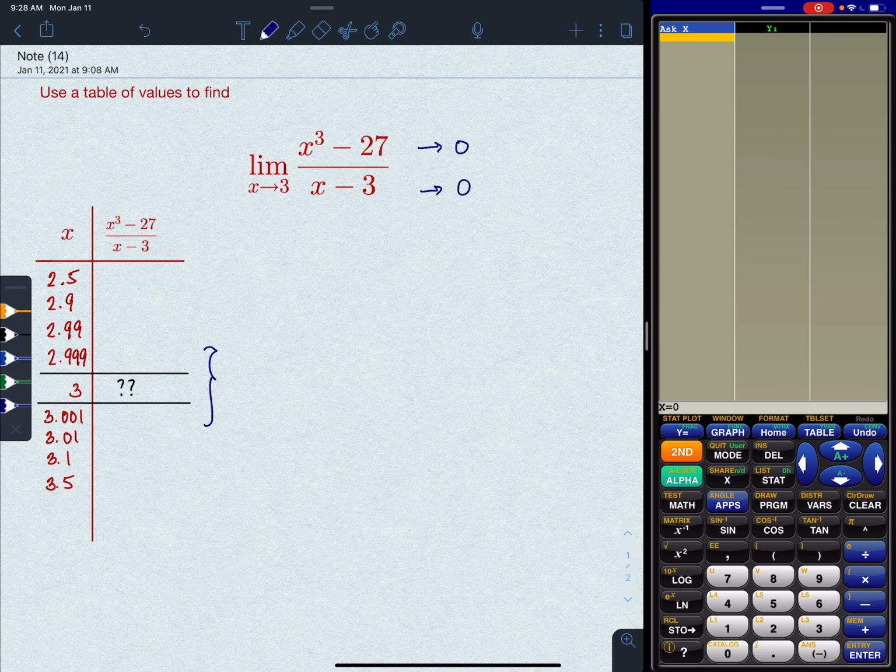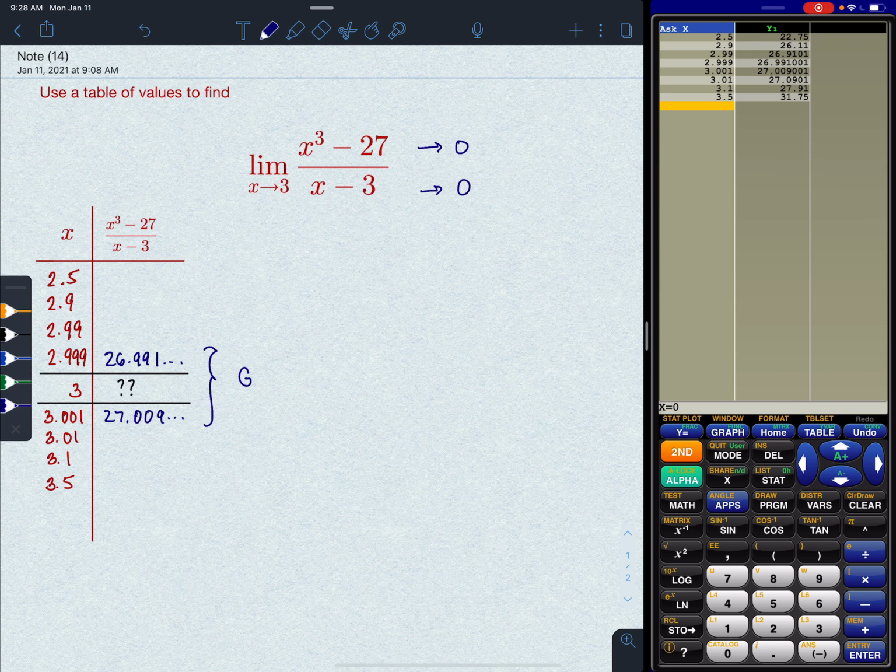So if I go to the table, I'm just going to substitute all the x values that I have at the left. So I have 2.5, 2.9, 2.99, 2.999, 3.001, 3.01, 3.1, 3.5. And as you can see, I'm just going to write down the 2.999 and the 3.001. This is 26.991 and more. And this is 27.009 and more. So my best guess is that the limit is 27.